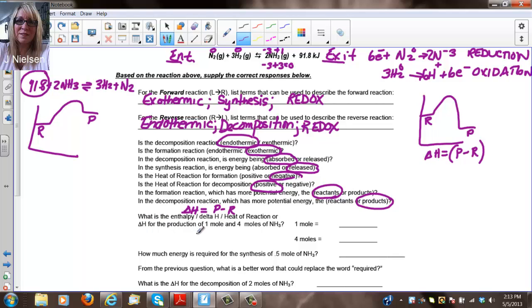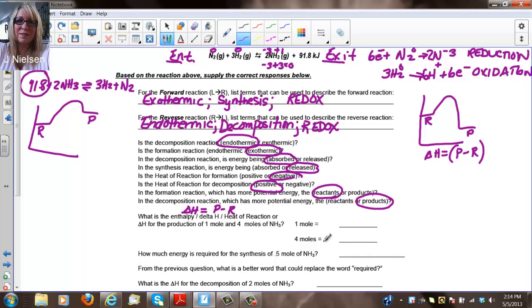For the production of 1 mole and then 4 moles. Well, you can solve this two ways. You can do it straight up mathematically, or you can do it intuitively. When I look at the reaction, I see 2 moles of ammonia produce 91.8. So if I'm asking about only 1 mole of ammonia, I know it would be half of that.